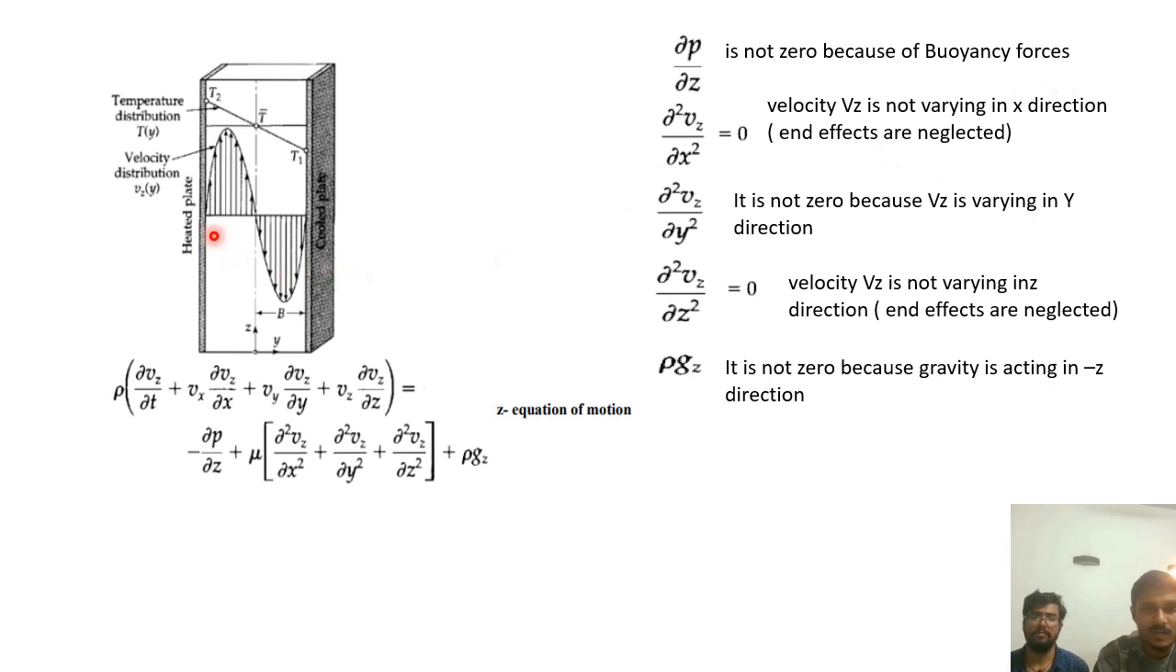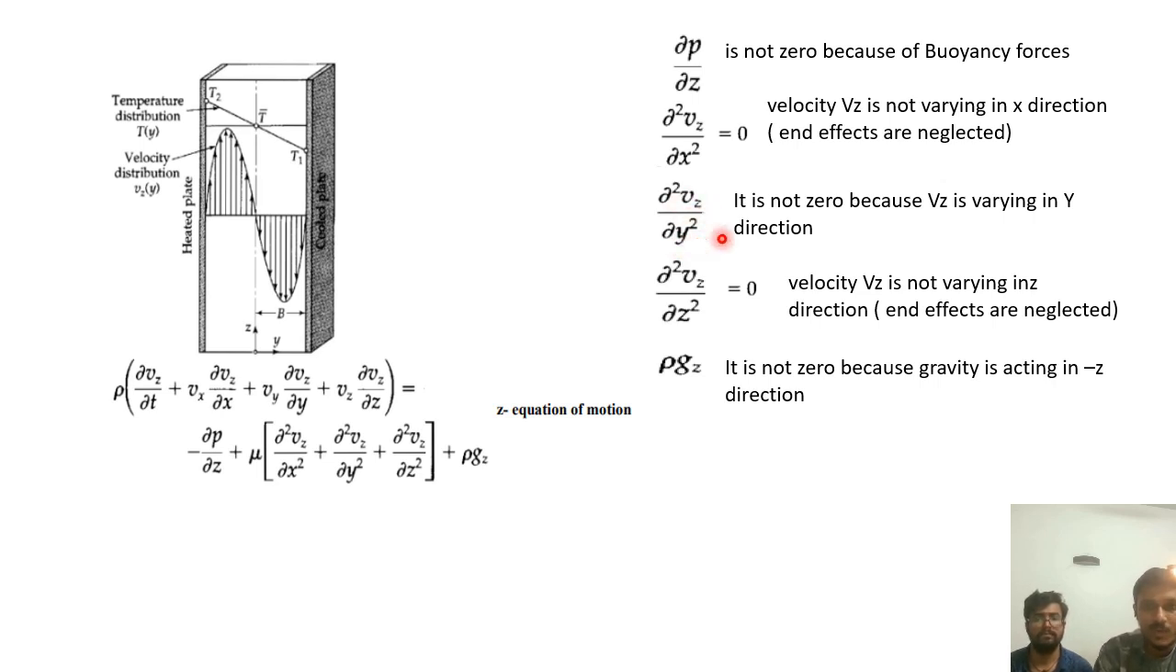As we have seen earlier, due to temperature changes, that is the temperature difference between higher temperature and lower temperature, the density of the liquid is changing. And due to the difference in density, there are induced buoyancy forces. Because these induced buoyancy forces are there, dou P by dou Z is not zero. Next, dou square Vz by dou x square is equal to zero, because again Vz is not varying in the x direction and end effects are neglected. We have already seen this in the previous slide.